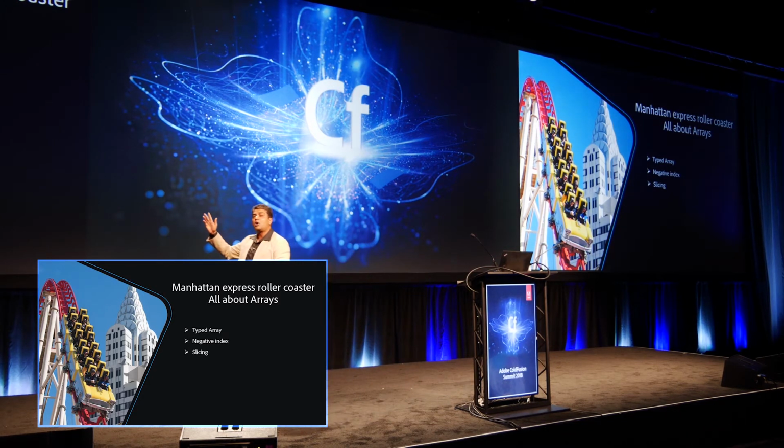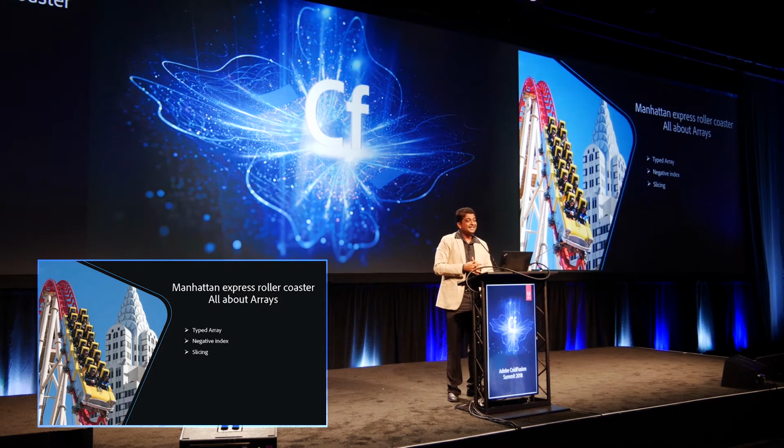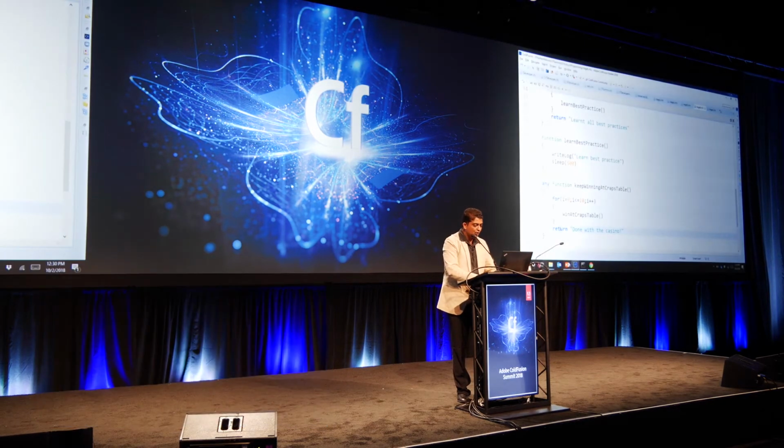So we are going to discuss all about arrays in this section. We have something called typed arrays in ColdFusion 2018, and then we have negative index and slicing as well. These are really interesting capabilities. Just a simple array can manage so much with these new powerful features. So let me just show you the code for all of this.